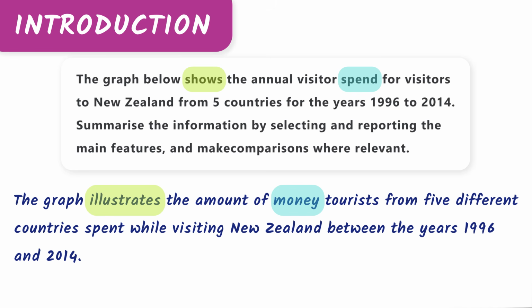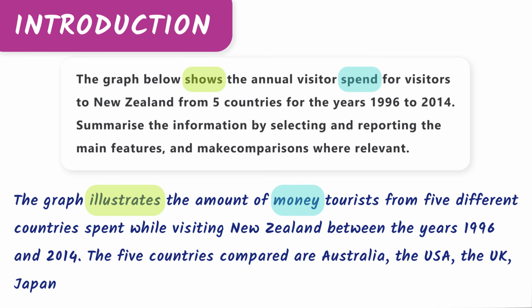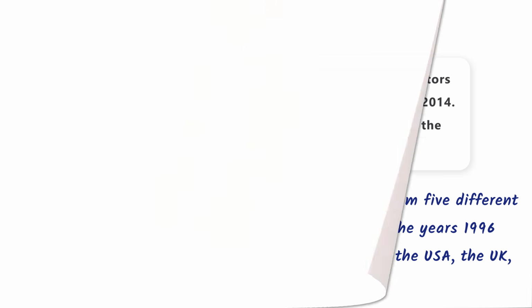Now, I'm going to write the names of the countries here. The 5 countries compared are Australia, the USA, the UK, Japan, and China. So this is what I add to the question itself. In the question, there's just a mention of 5 countries, with no mention of the names of the countries. So I've mentioned them here. If in a question the names are not written, you can write them. That's okay. Now, the overview paragraph.